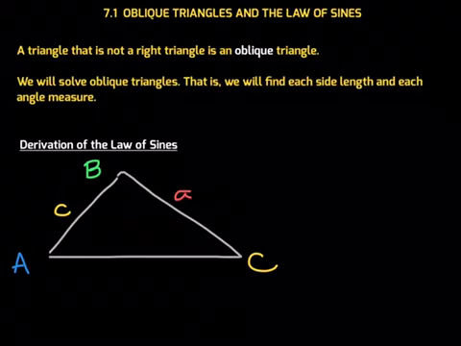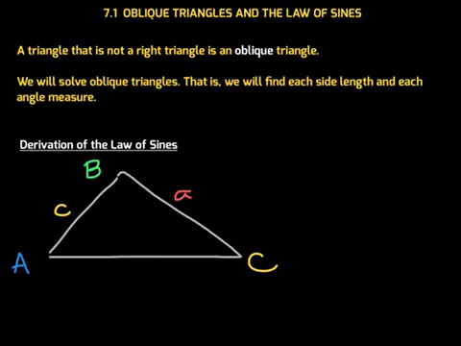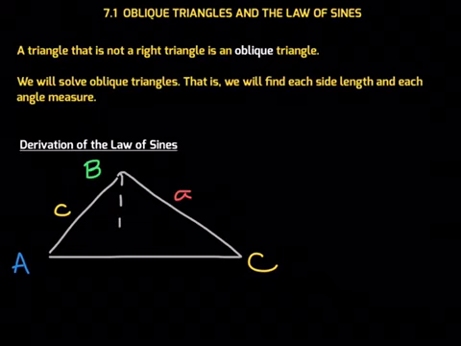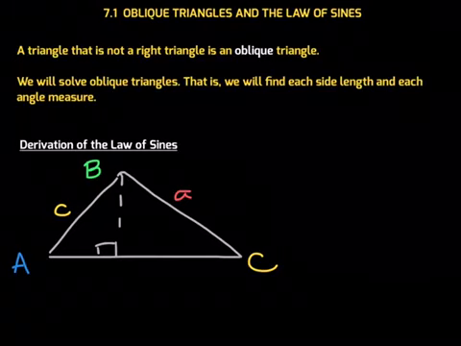What I would like to draw first for you is the perpendicular from B to side AC. Something like this, folks. It's going to meet side AC at a right angle. Let's call the point at which it hits AC, D. So this is D right there.